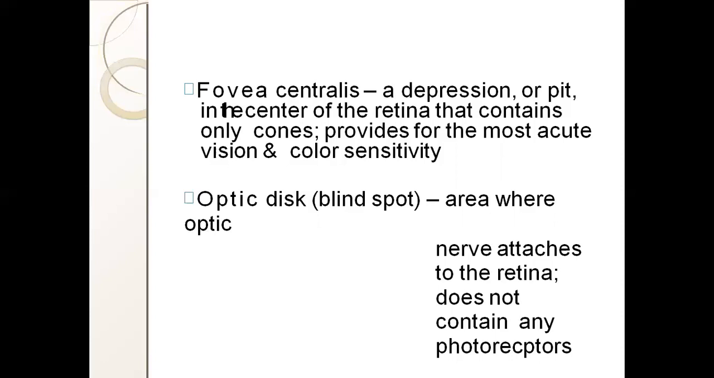Then next is the optic disc. The optic disc is also called the blind spot. It is the area where the optic nerve attaches to the retina and does not contain any photoreceptors. By the name itself, the blind spot is the area where the optic nerves are attached to the retina, but it does not contain any photoreceptors.